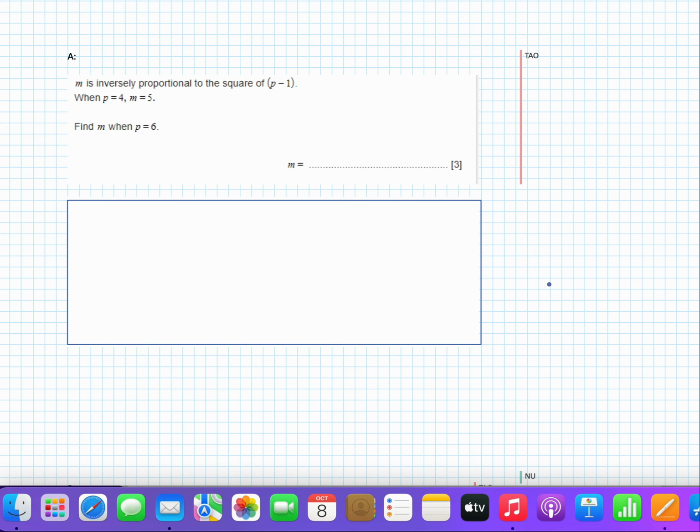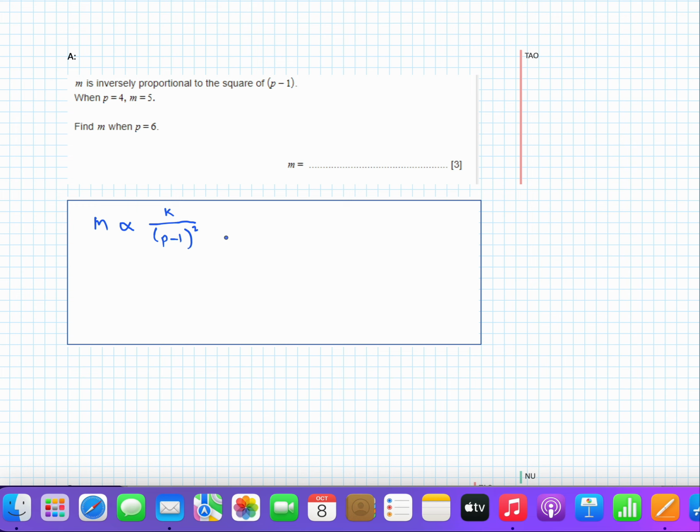A. M is inversely proportional to the square of p minus 1. So the setup, let's try and write this properly. So M is proportional to, so inversely proportional, put in this sign there. The square, so inversely proportional, so we put our k on top, to the square of p minus 1.